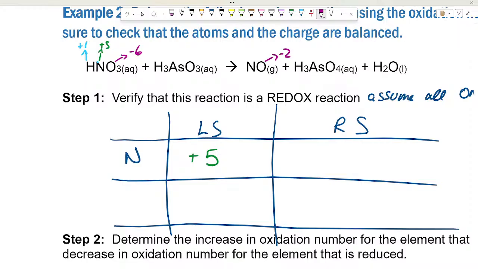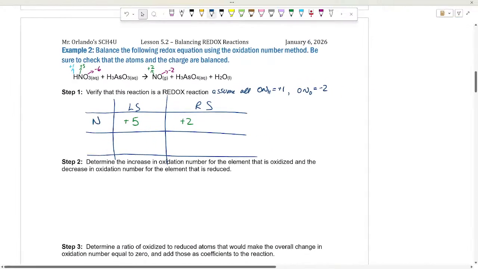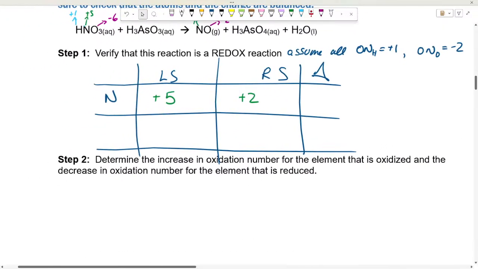-2. What does this have to sum to? It has to sum to 0. So what's nitrogen giving us? +2. Okay. So then, while we're at it, let's look at the delta, the change. What's the change from nitrogen? Did it go up or down? By how much? Went down by 3. Okay. So already, is this a redox reaction?